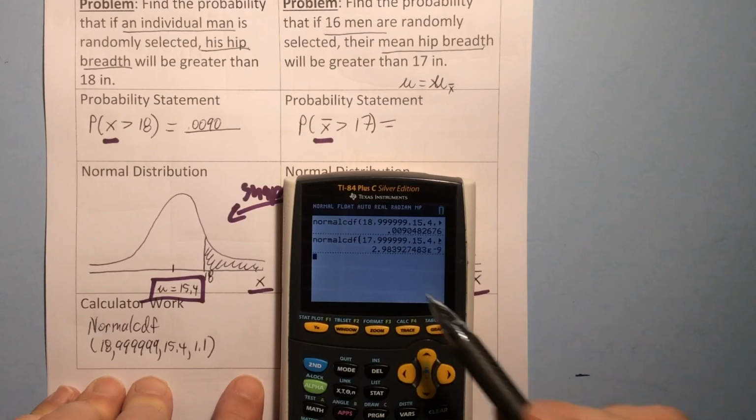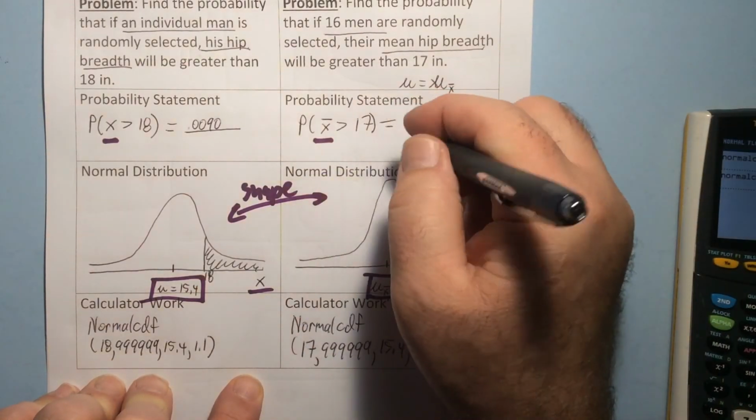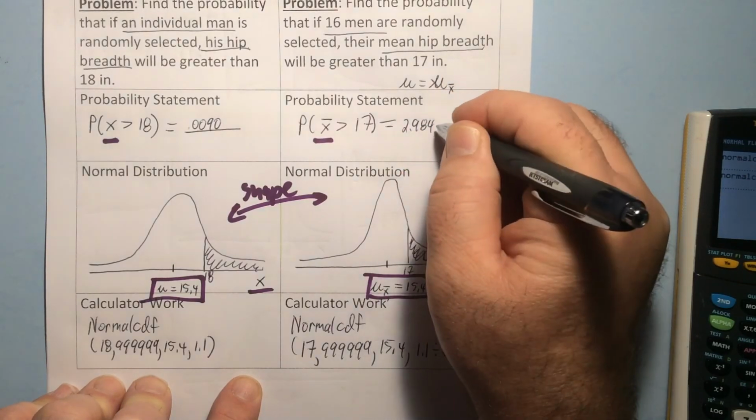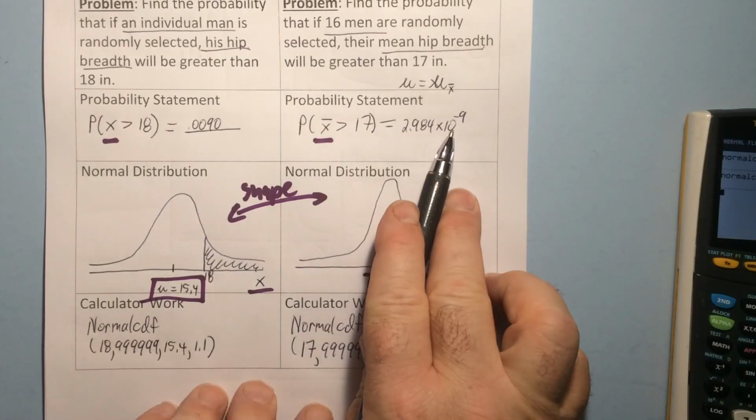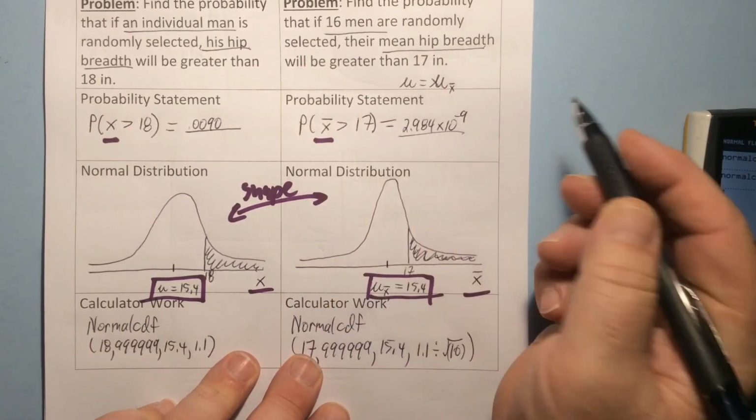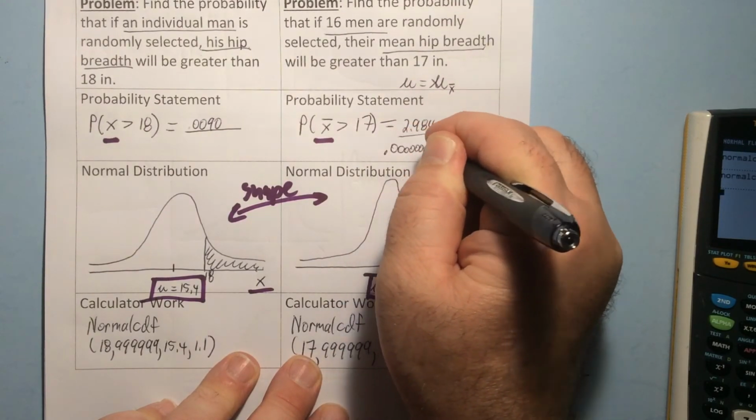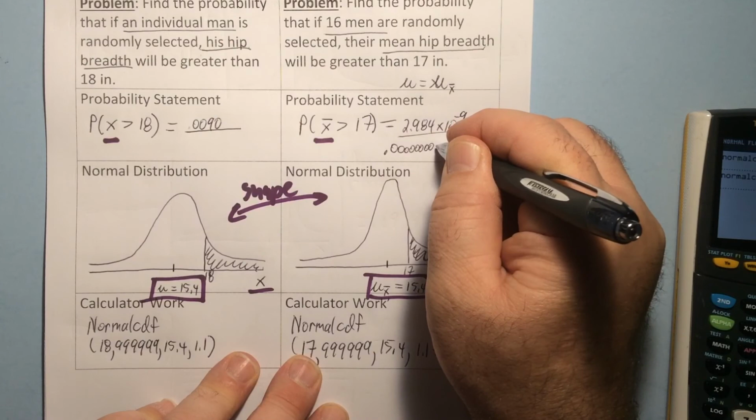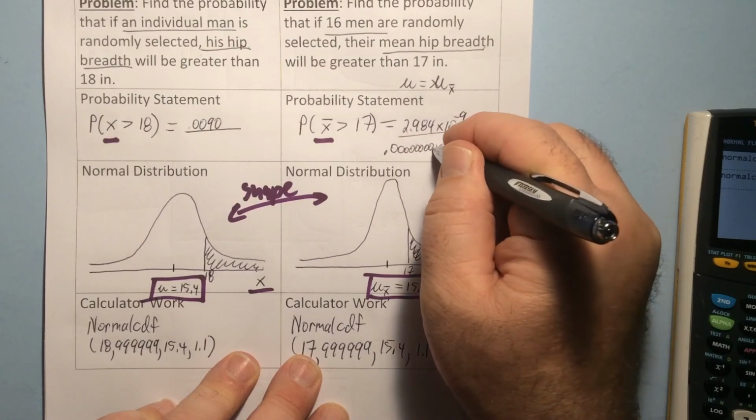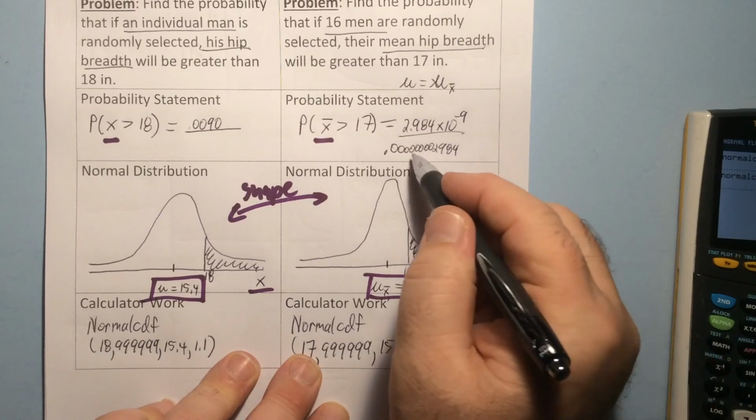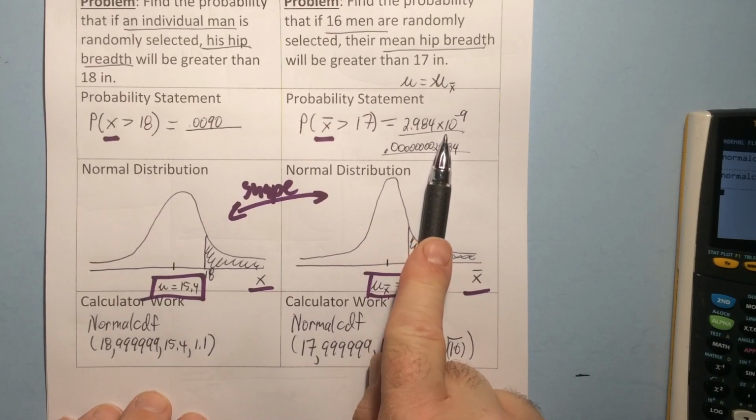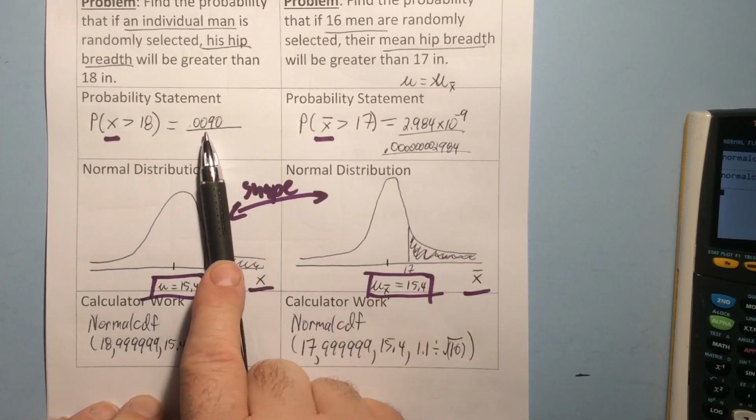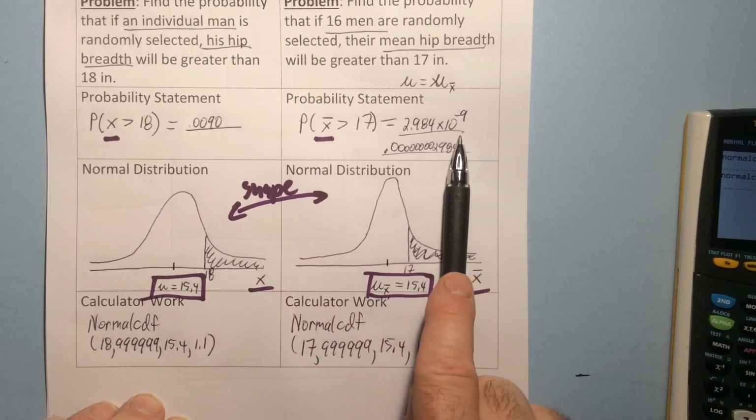So 2.984, and e to the negative 9 is the same as times 10 to the negative 9, meaning I'm going to have about 8 zeros. I would be fine with this answer; 2.984 would be the official answer. But notice that this is a really highly unlikely event. For a single person it's just a little under 1%, but this would be very rare, almost one out of a billion chances.